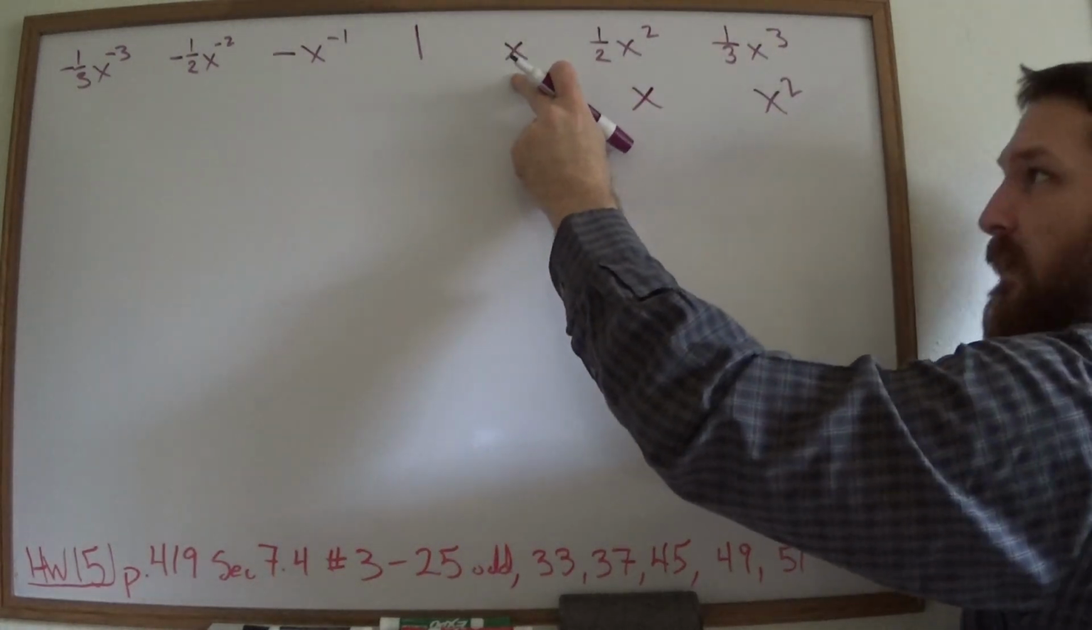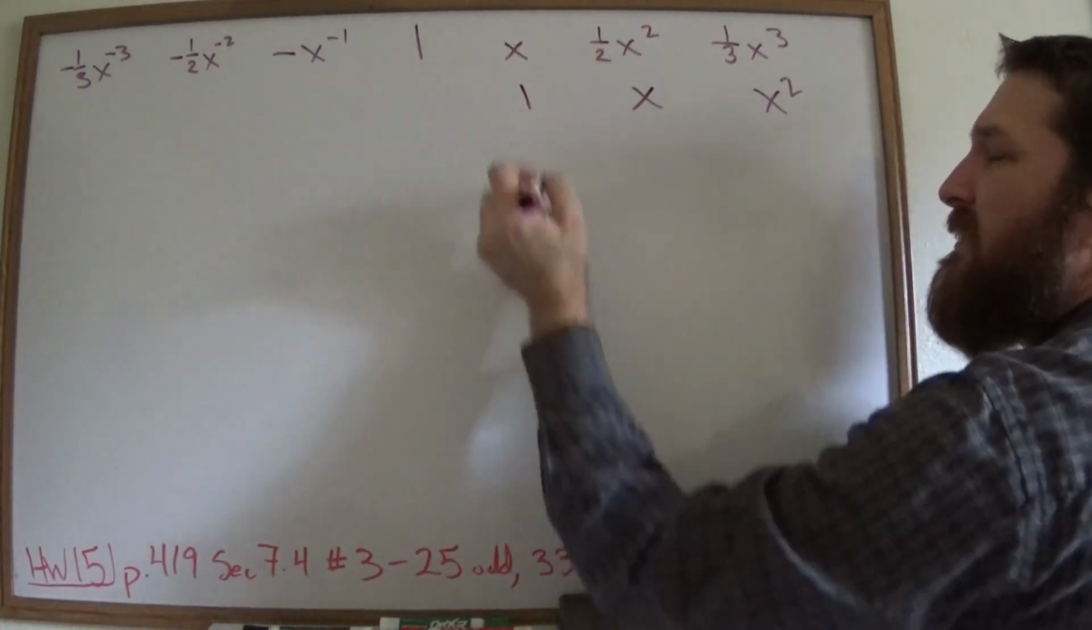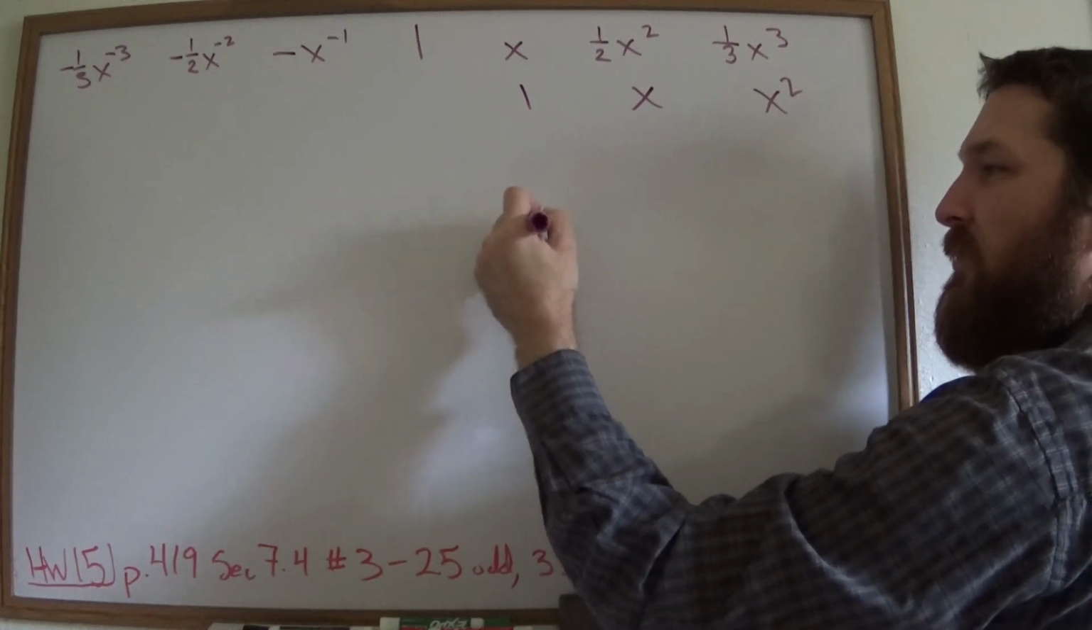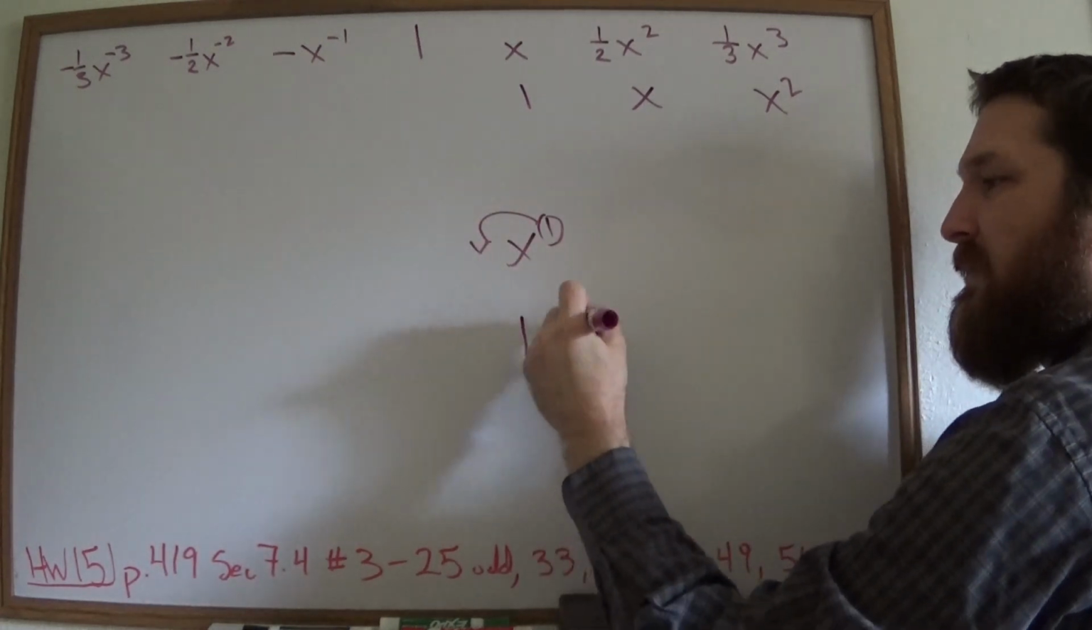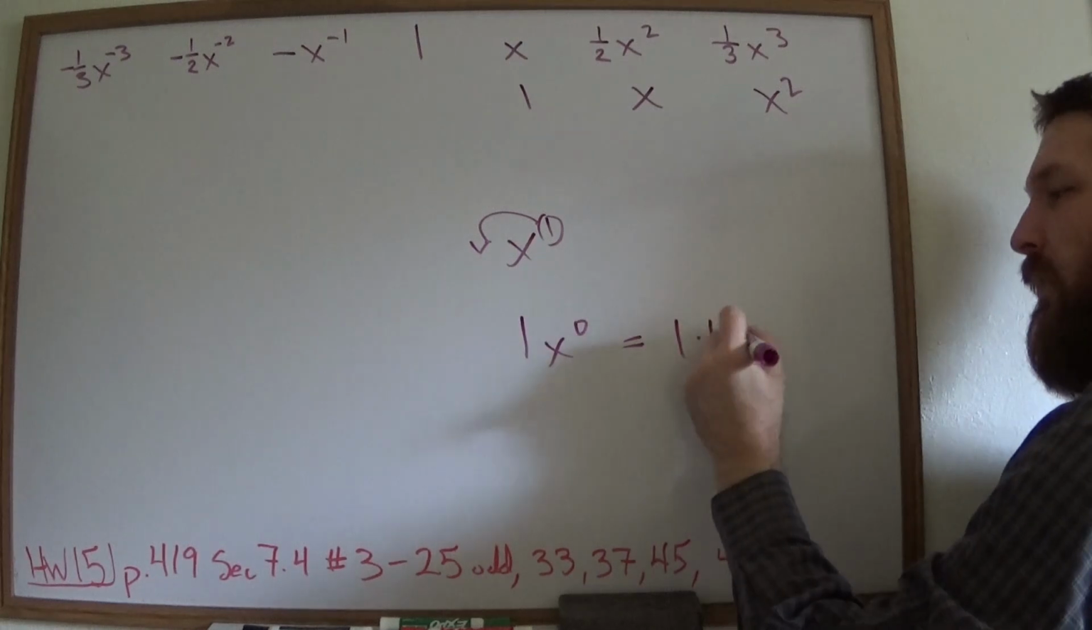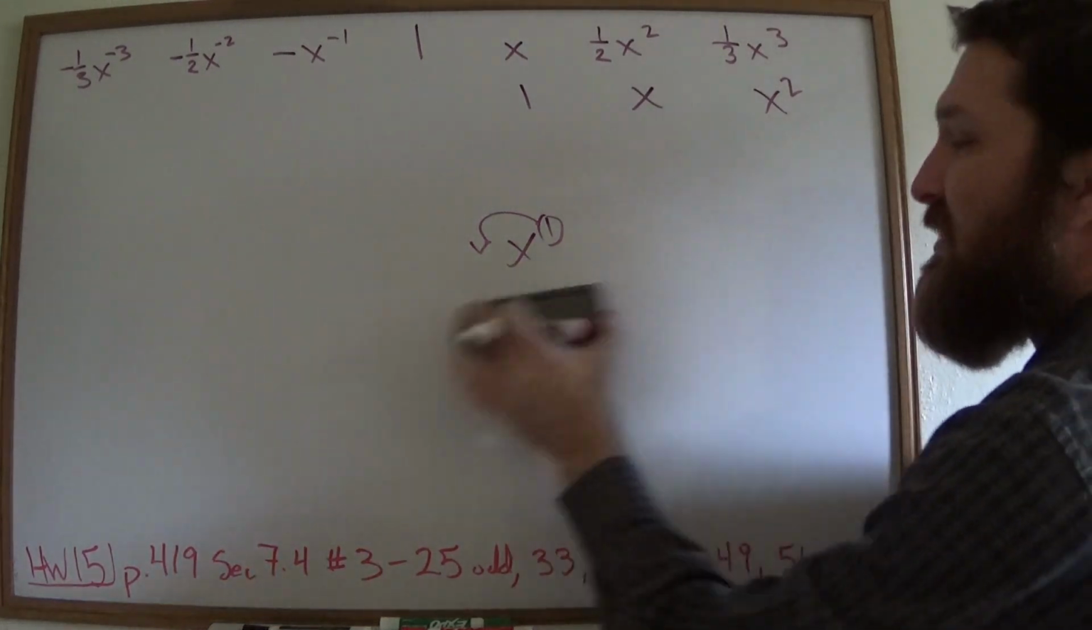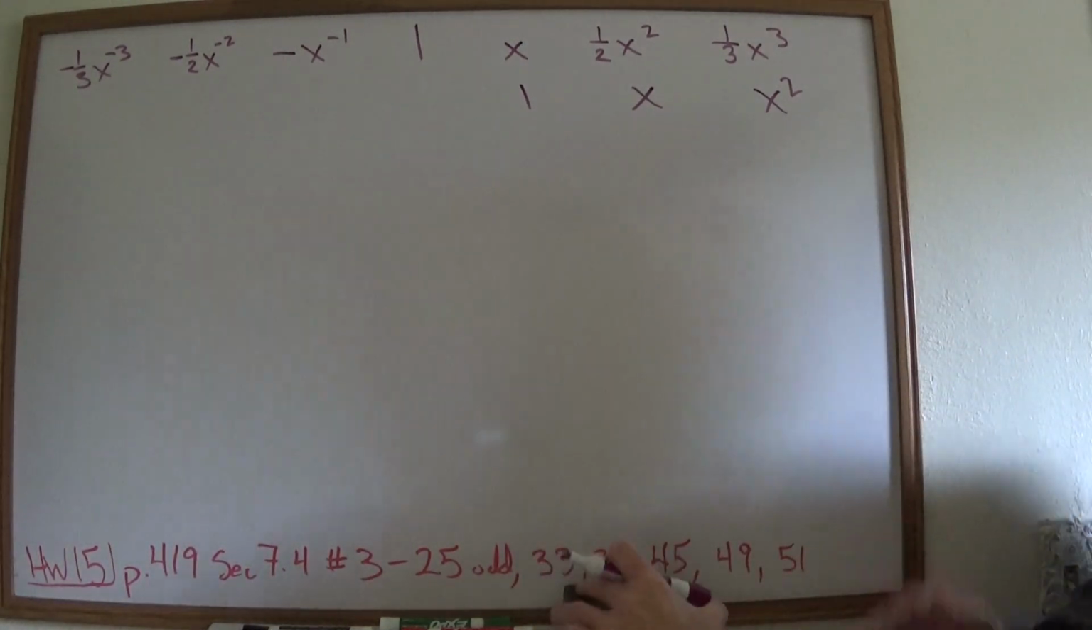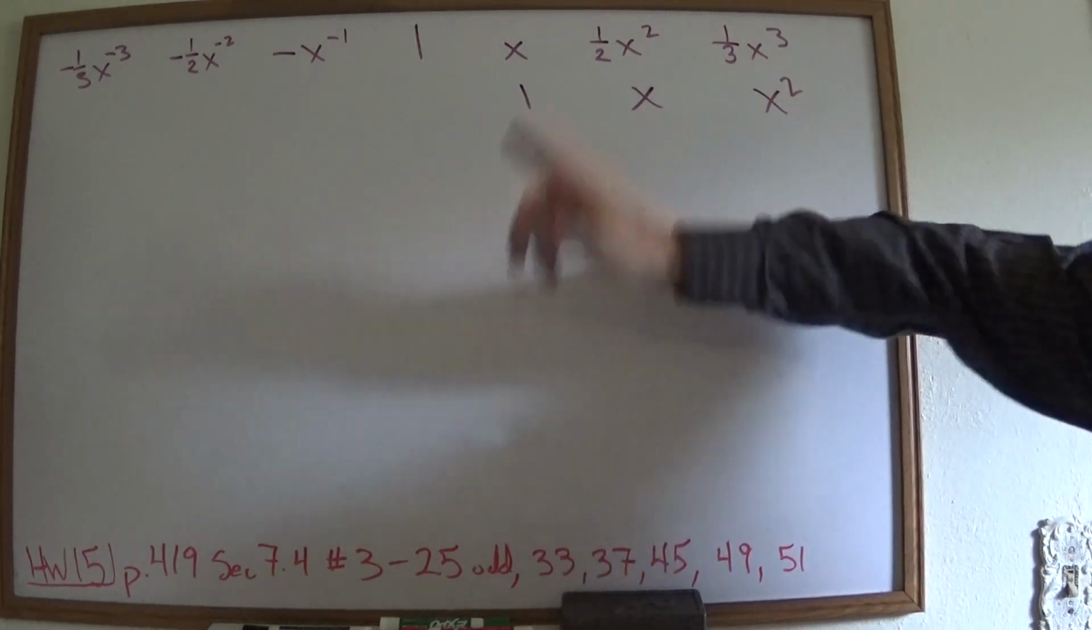What's the derivative of this guy? 1. Just plain old 1. We can see that a couple ways. It's x to the 1. So the 1 drops down, we get 1 times x to the 0, which is 1 times 1, which is just 1. Or we could be smart about it and say that function has a constant slope of 1.